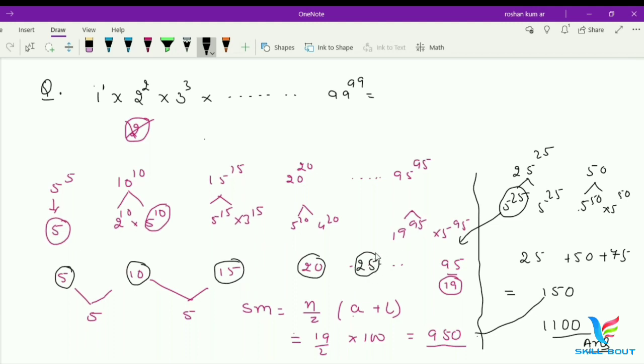And in 25, actually, there are two 5s. One 5 I have counted here. How about the second 5? That I'll count separately. Why? Because, brother, understand 5 square is called 25, which is written as 5 into 5. Now, 5 into 5 is 5 to the power 2, which is 25. Is that clear to every one of you? This 25, my people have counted. How about this 25? I will count it separately here. That is why I'm counting it separately, guys.